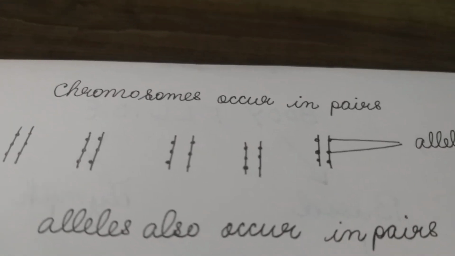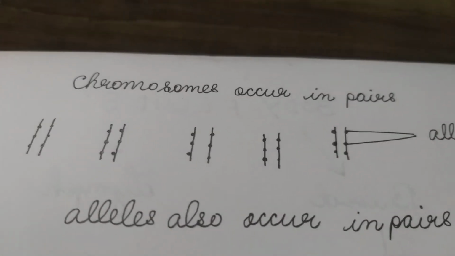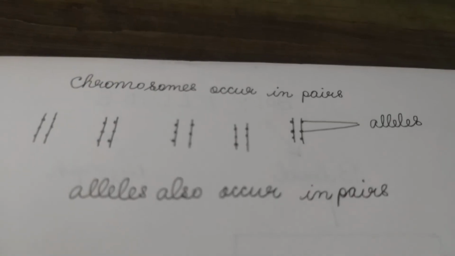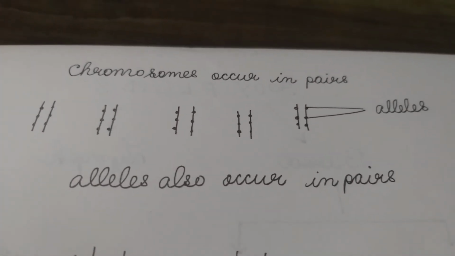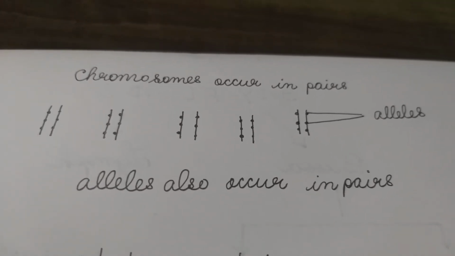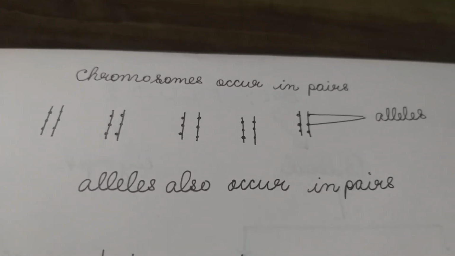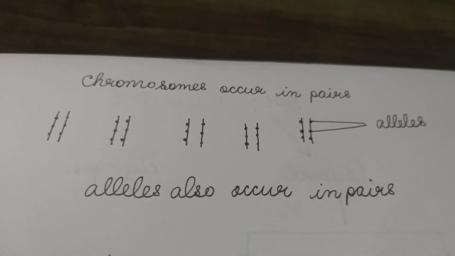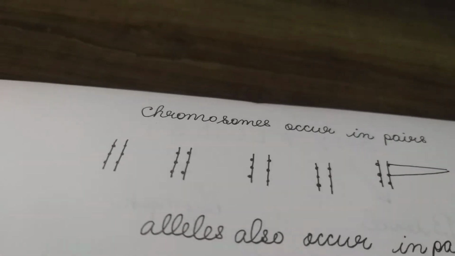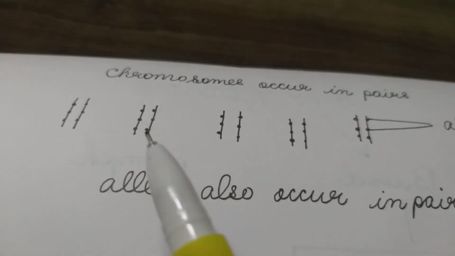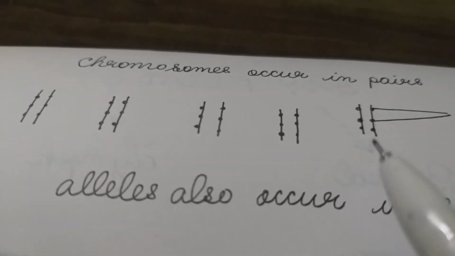Now, alleles occur in pairs. In diploid organisms, chromosomes occur in pairs. For example, in humans there are 46 chromosomes. The chromosomes are not scattered inside the nucleus of the cell. Chromosomes exist in the form of 23 pairs. So these are the paired chromosomes, the chromosomes which occur in pairs.